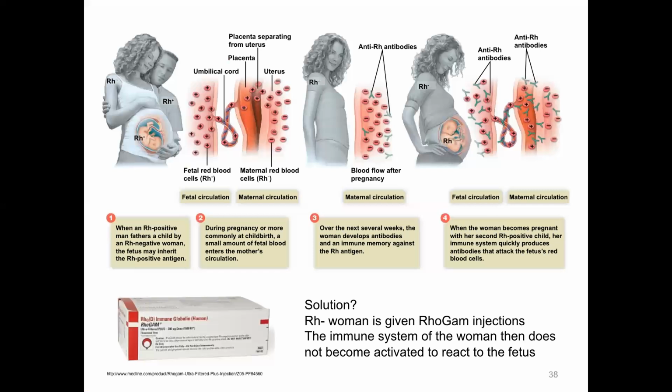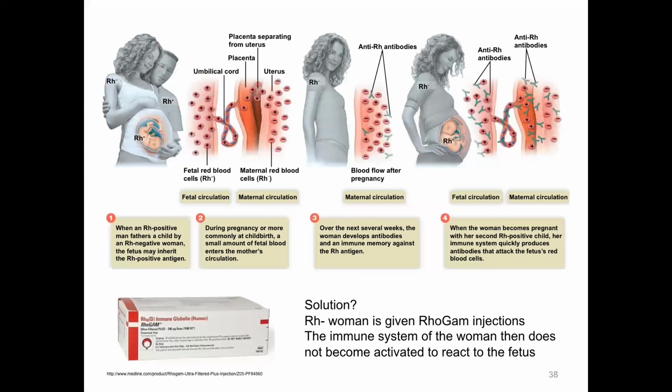So what's going to happen here is that she's going to build up antibodies to that Rh antigen over the next few weeks. And this is going to cause a problem if she has a second pregnancy and the fetus is now Rh positive, because she can then use those antibodies that she's built up to reject the fetus, okay?